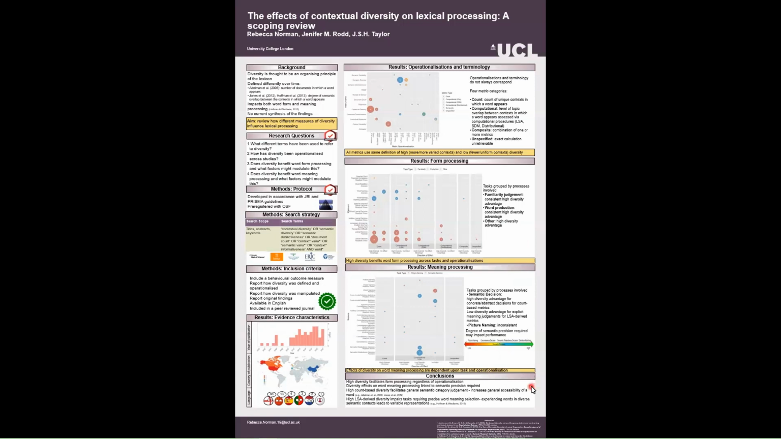To summarize, this review has revealed that diversity has different effects on word form and meaning processing. For form processing, high diversity is beneficial regardless of task or diversity metric. However, diversity effects on word meaning processing depend upon both task and metric, and may be linked to the level of semantic precision required.